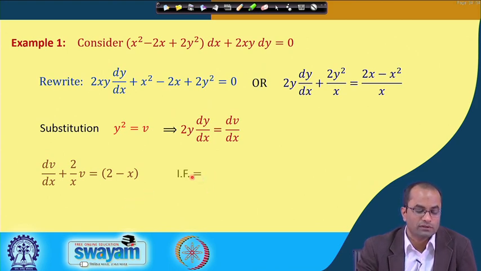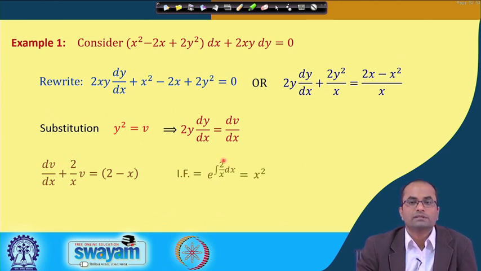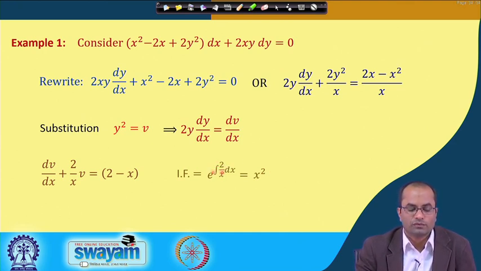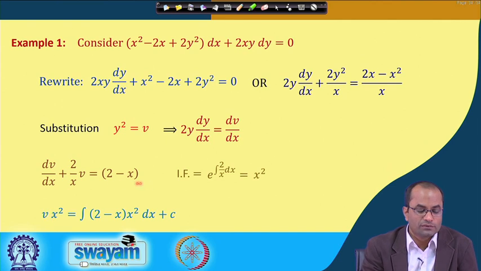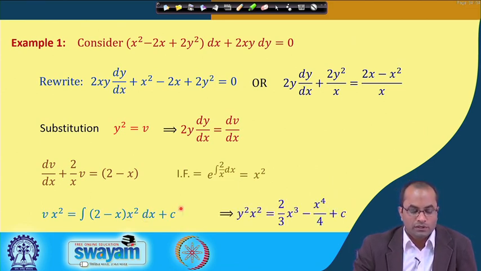So, we can write down the integrating factor, and this is our p here. So, e power this p dx, which is x square now. So, 2 ln x or ln x square, exponential ln x square. So, here we get this x square. So, v into x square, the solution we can write down now. So, v multiplied by this x square, the right hand side here 2 minus x into this x square dx and plus a constant of integration here c.